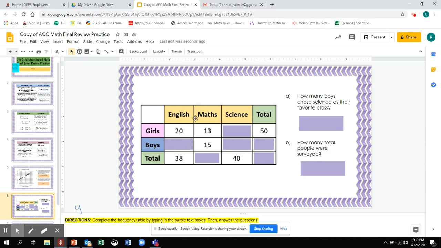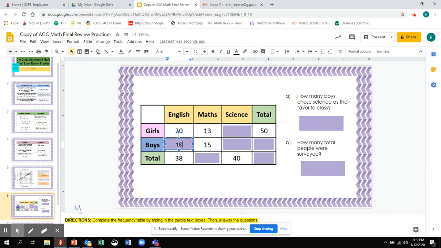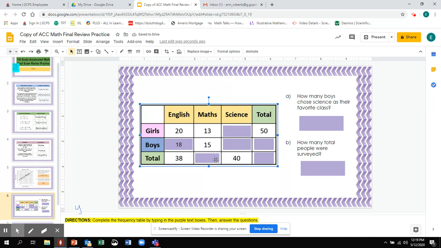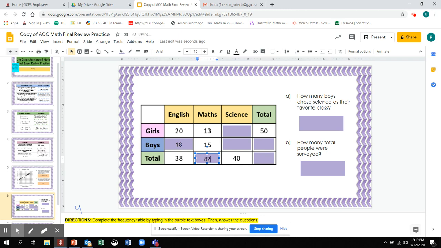If I look at my English column, I notice that I have 20 girls who liked English, and I have a total of 38 who liked English. So to figure out how many boys liked English, I would do 38 minus 20, which gives me 18. Now if I go to my math column, I notice that 13 girls like math and 15 boys like math. So to find the total who like math, I can do 13 plus 15, and I would get 28.